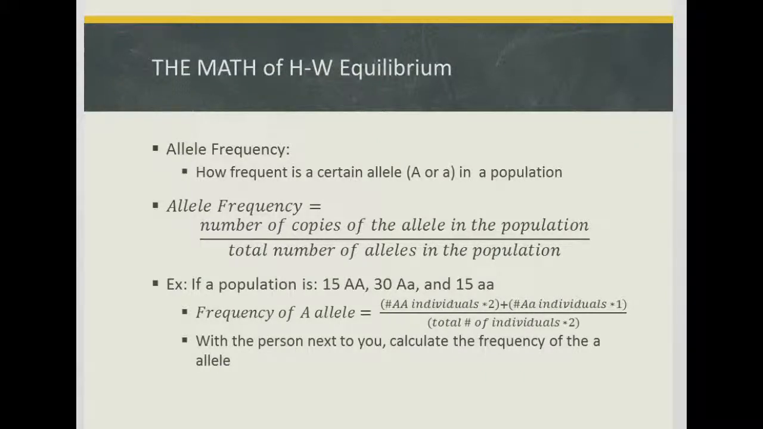In this video, I'm going to discuss a bit of the math of Hardy-Weinberg equilibrium. The first thing I'm going to cover is allele frequency. Allele frequency is how frequent a certain allele is in a population, and the dominant allele, we'll use capital A, or the recessive allele, lowercase a. And frequency is sort of like percentage, except it is just a decimal.